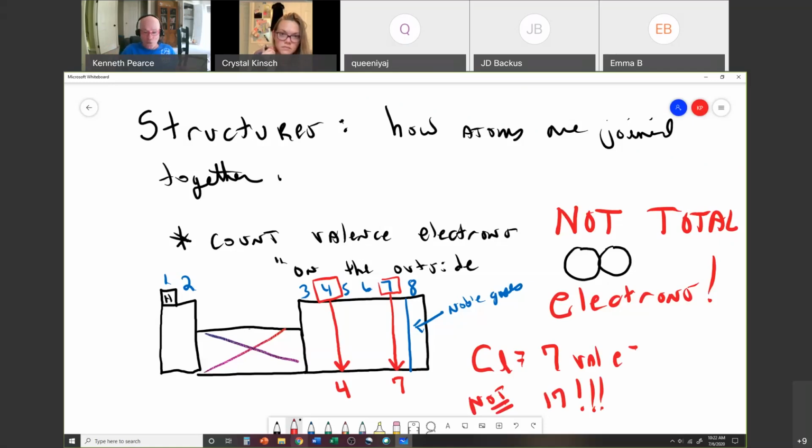Common, and I'll put it right here in my rainbow color, common amateur mistake. Common mistake is to start counting up valence electrons and start going with grand totals. It's not the grand total. We only care about the outside.